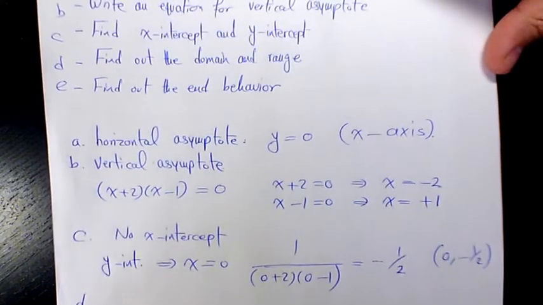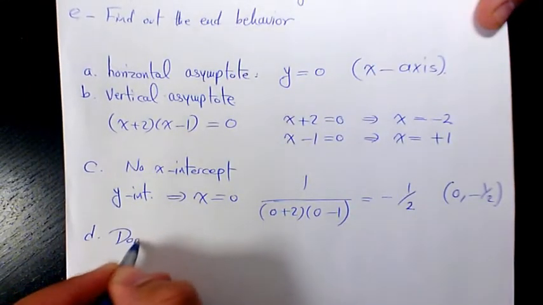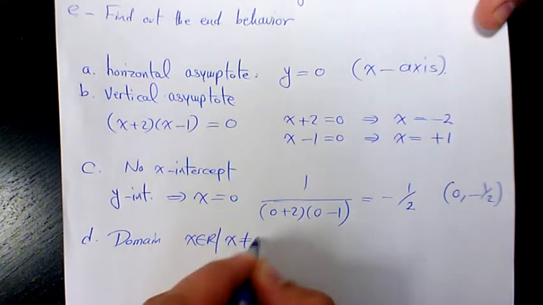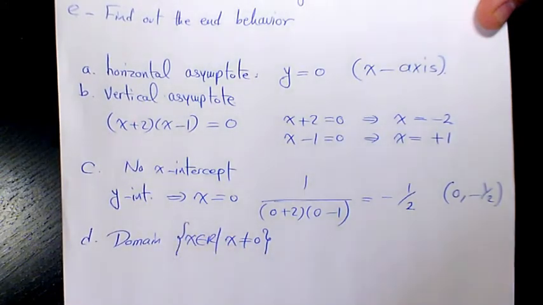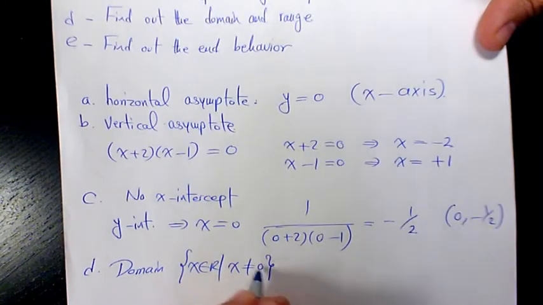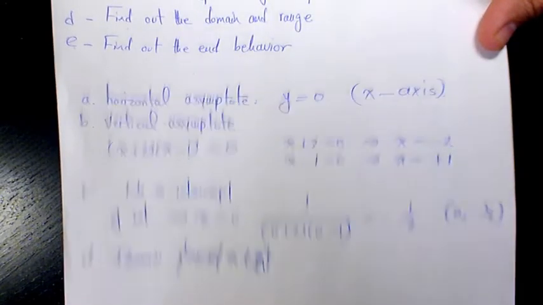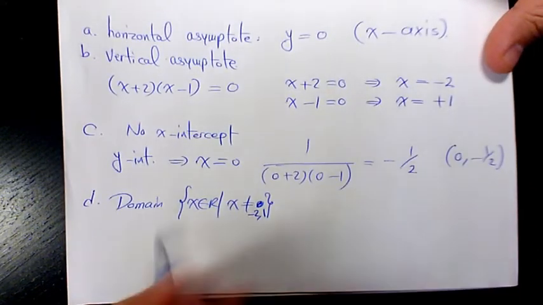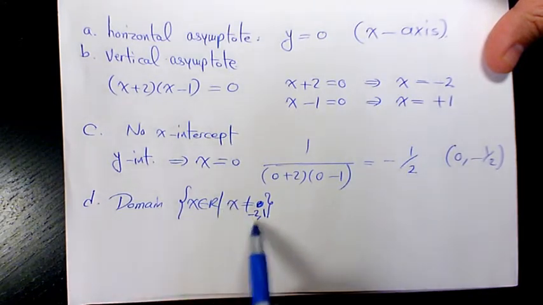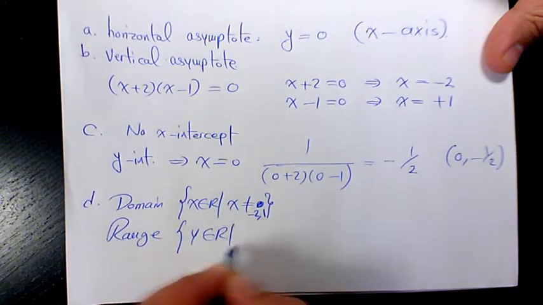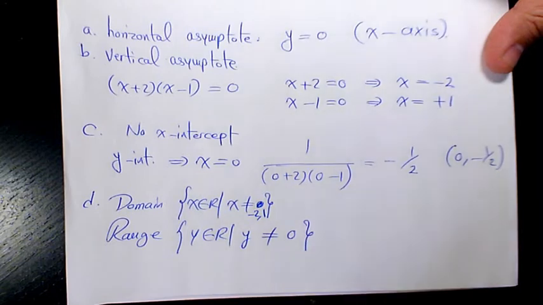D, find the domain and range. Domain is going to be x is a real number. X cannot be 0. Actually, no. X cannot be negative 2 and positive 1. I basically got confused with the range. So negative 2 and 1, because we have vertical asymptotes in here, so the function never touches these two lines. So domain is x is a real number, x cannot be negative 2 and 1. Range is going to be y is a real number, and y cannot be 0 because we have the horizontal asymptote there. So that's the domain and range.